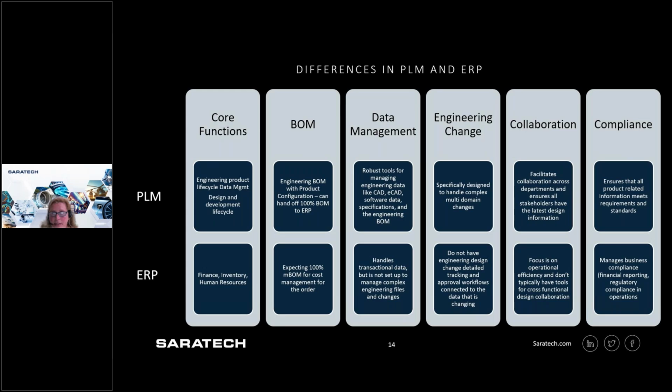So in ERP, you're not going to get integrations to the core engineering tools, but you're going to have finance and inventory, human resources, those tools you don't have in PLM. The focus really in ERP is operations for producing the product.